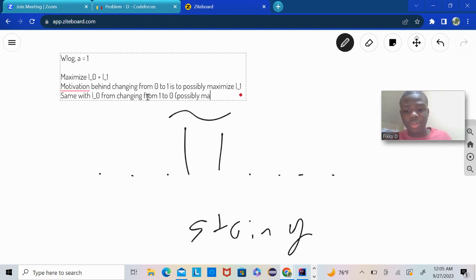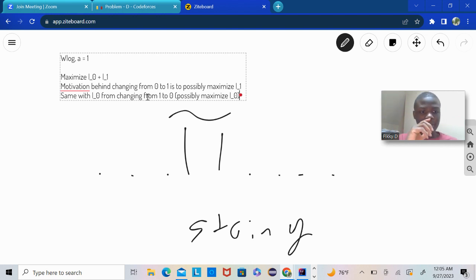That's pretty much what you would do. That is the reason why we would want to change a bit in the first place. So we're just understanding the underlying problem here: why do we have these changes? Because changing a 1 could maximize the other, and changing a 0 to 1 could as well, that's the idea.